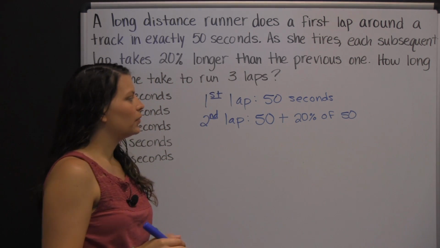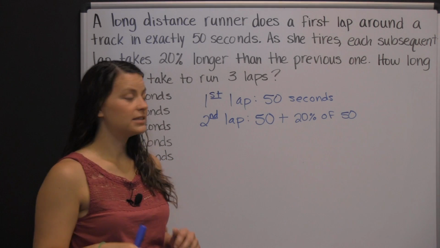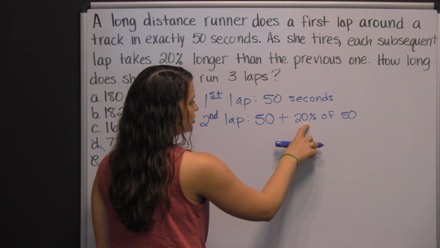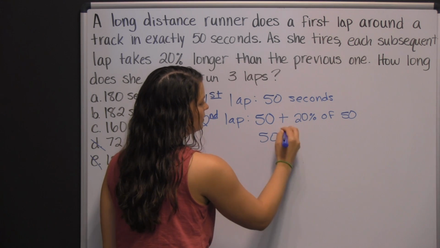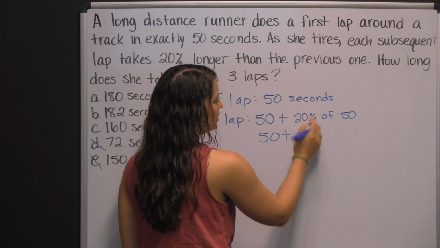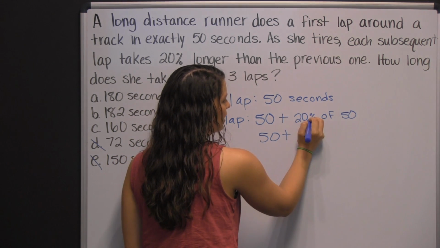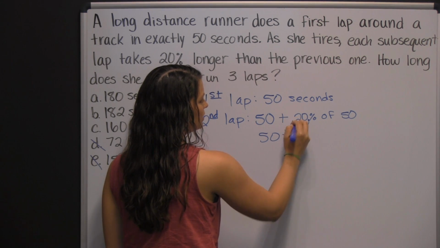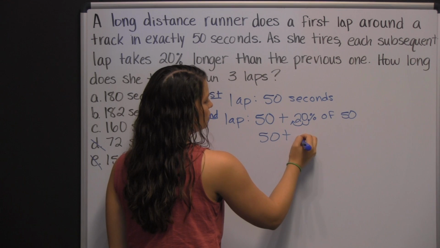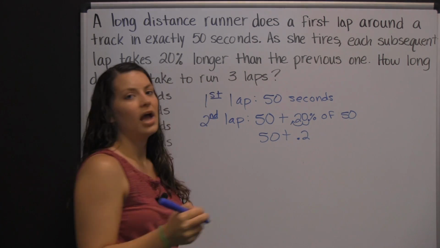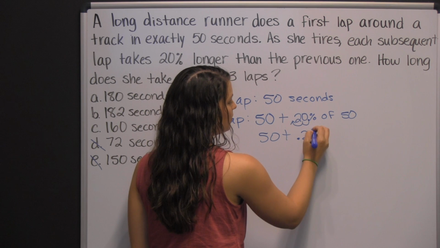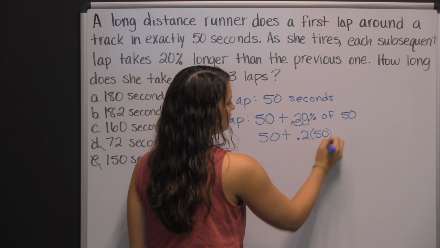Okay, but we're going to have to do a little bit of translating here. We don't use percentages when we're calculating things, so we'll leave this 50, but we're going to change this percent into a decimal. And the way to do that is to take the decimal in 20% and move it 2 places to the left. So it's 2/10. And then of tells you to multiply, so we're going to multiply that 2/10 times 50.